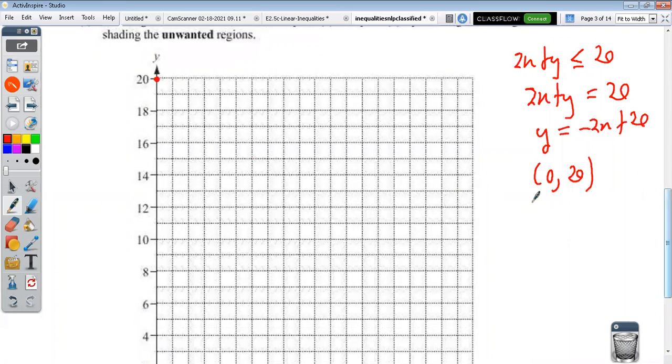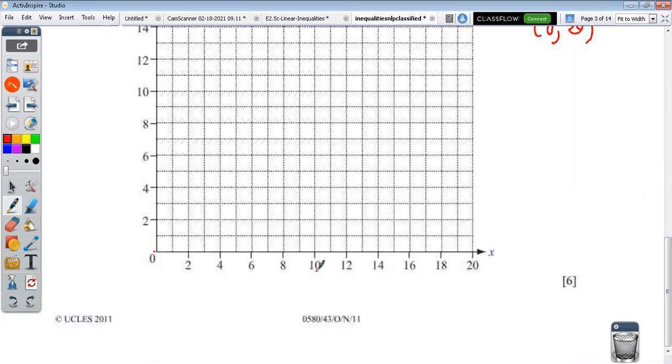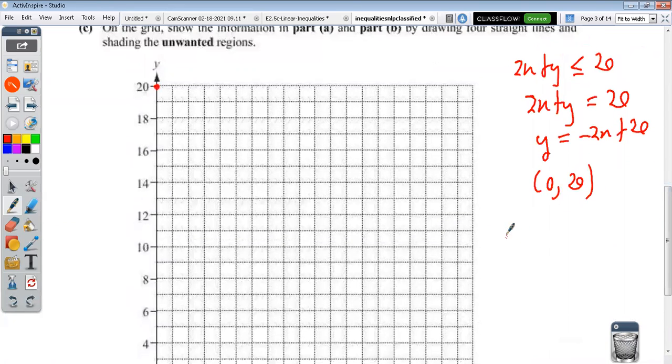Then use any value, for example, 10 here. Let's plug 10 into the equation. We are saying when x is equal to 10, what is our y value? Let's use the equation. So y is equal to minus 2, you see what we've been doing, times 10 plus 20. Use your calculator. What do you get? You get 0.